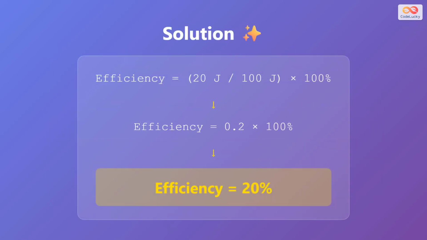Now let's solve this problem step by step. We start with the formula. Efficiency equals 20 joules divided by 100 joules multiplied by 100%. First, we divide 20 by 100, which gives us 0.2. Then we multiply 0.2 by 100%. Our final answer is 20%. This means only 20% of the electrical energy becomes useful light. The other 80% is wasted as heat.